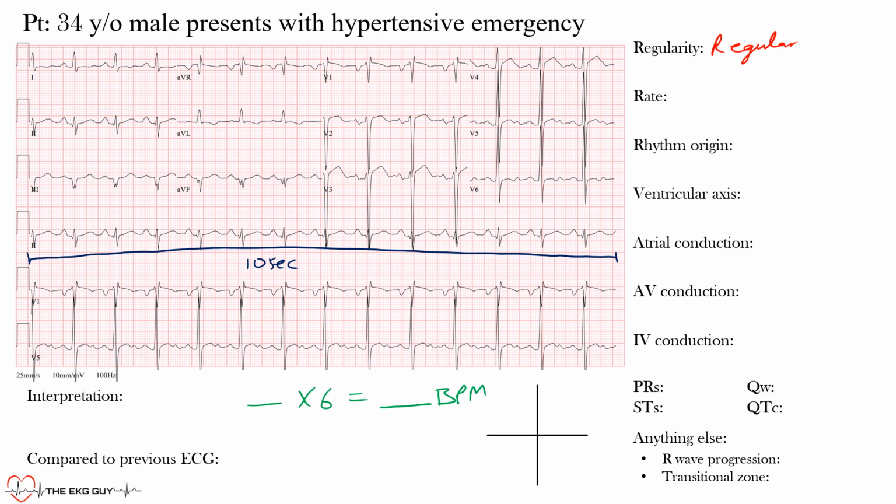So you're having a 10-second glance of the electrical activity in the patient's heart. And 10 seconds times 6 is 60 seconds. So if this is 10 seconds, imagine 6 of those to get you to 60 seconds, or 1 minute. That's simply what we're doing here. We're finding the number of complexes, multiplying by 6, and giving us the rate in beats per minute.